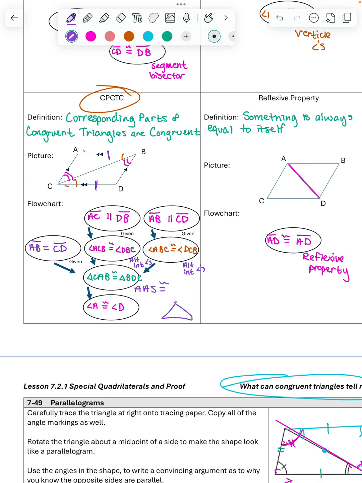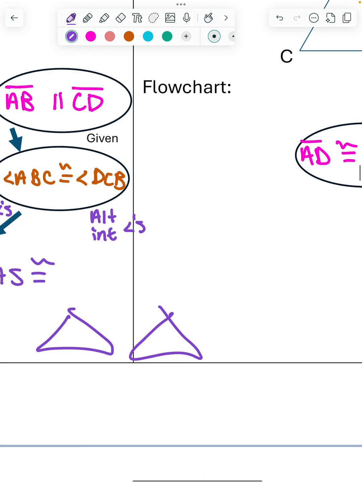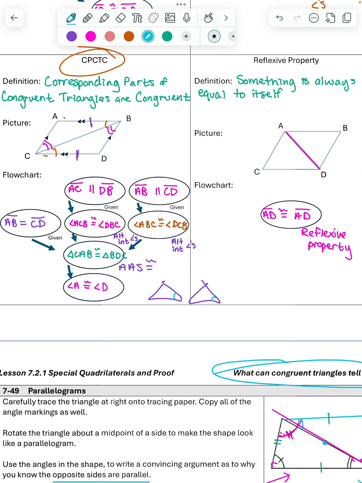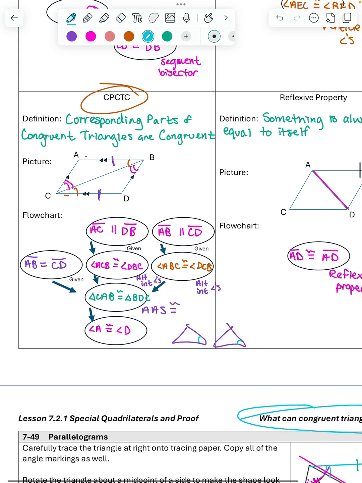And again, because I said both triangles are congruent to each other, I'm allowed to pick on certain parts and say, well, that means those are equal too. That's the whole point of corresponding parts of congruent triangles are congruent. It's just saying, hey, well, the little chunks are congruent because the big chunks are congruent. That's all that really means.